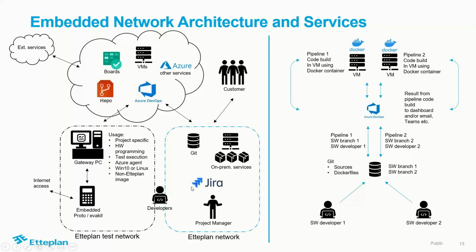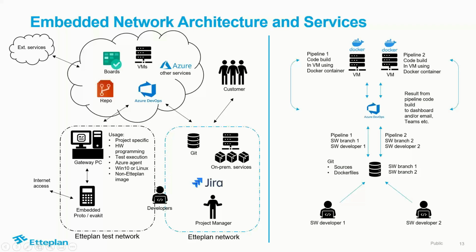First of all, we have a corporate network called Etteplan network, and then we have a separate test network where we connect all of our hardware, embedded prototypes, evaluation kits, and so forth. Then the third key part is the cloud environment, which is based on Azure DevOps. Those three main components are the key factors here.